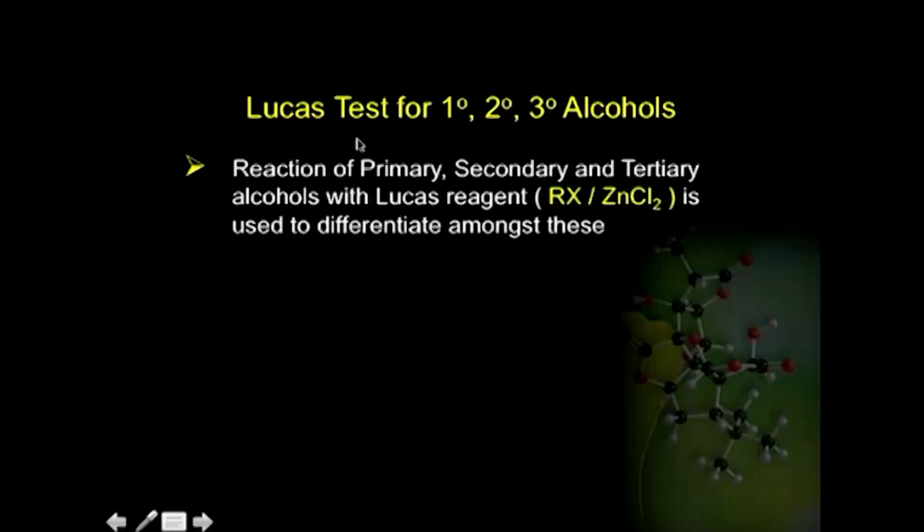So, the reaction of alcohols with HCl in presence of zinc chloride gives us a very good reaction for testing and differentiating between the primary, secondary and tertiary alcohols. We call it as Lucas test. The Lucas reagent is HCl with zinc chloride. Zinc chloride is used as the catalyst here, and reaction of primary, secondary and tertiary alcohols with Lucas reagent is used to differentiate amongst the three types of alcohols.